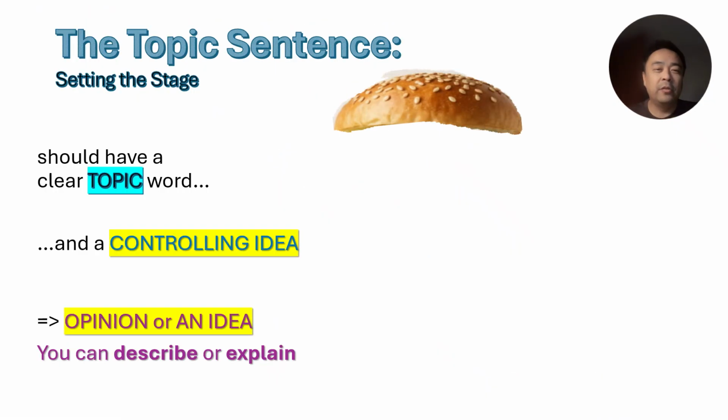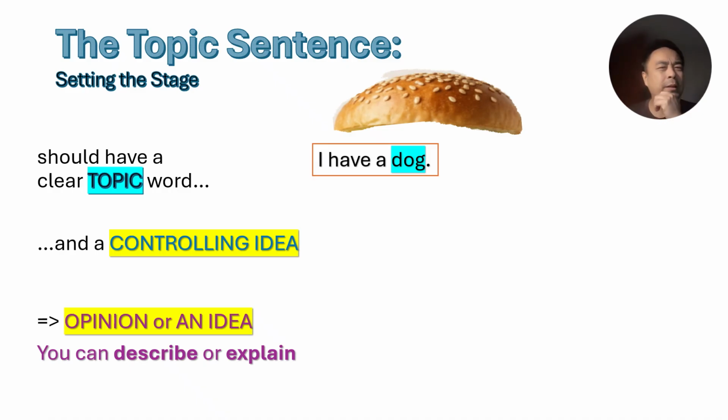A lot of my students have difficulty with the very first sentence of a paragraph. This is the topic sentence, which is like the top bun in a hamburger. Well, this topic sentence kind of sets the stage. It tells us what the paragraph should be about. So, what do we need? Well, first off, we need a sentence that has the topic word. In this case, I have a dog. The dog is the topic.